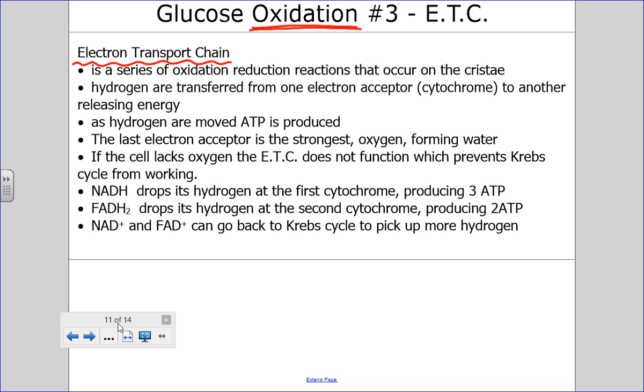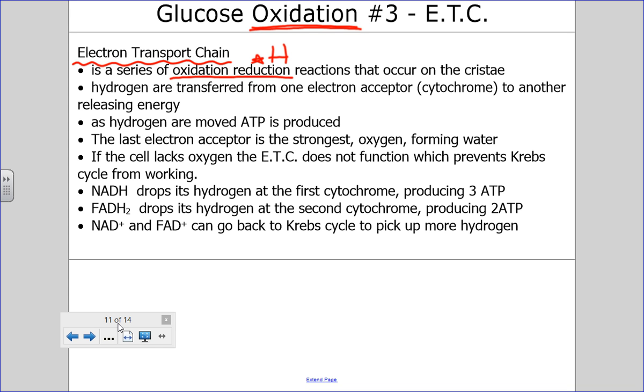Now, what is the electron transport chain? Well, it is a series of oxidation reduction reactions. That means that something will get oxidized, and because of that, some other molecule will be reduced. Now I'm going to remind you that in the context of our course, you should look for hydrogen. Something that has hydrogen could be oxidized. Something that doesn't have hydrogen could be reduced.